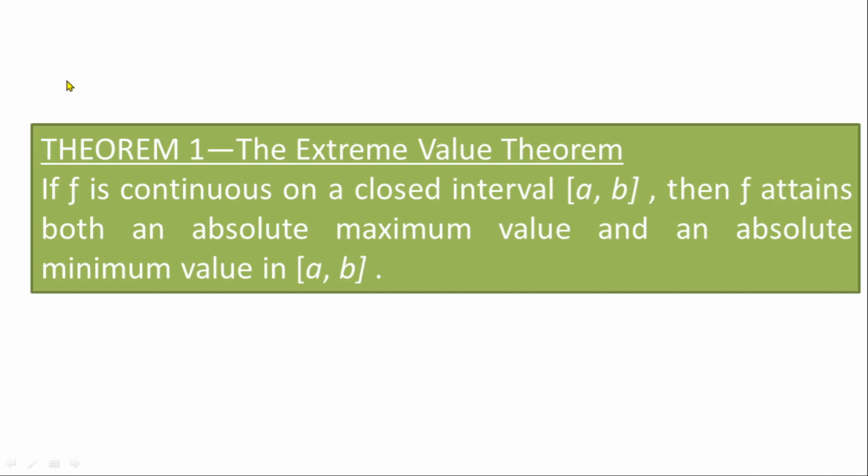First, let us see what the extreme value theorem is. That is, if f is continuous on a closed interval a to b, then f attains both an absolute maximum value and an absolute minimum value in the closed interval a to b. That is, if f is continuous on a closed interval a to b, then definitely there are an absolute maximum value and an absolute minimum value. That is the extreme value theorem.